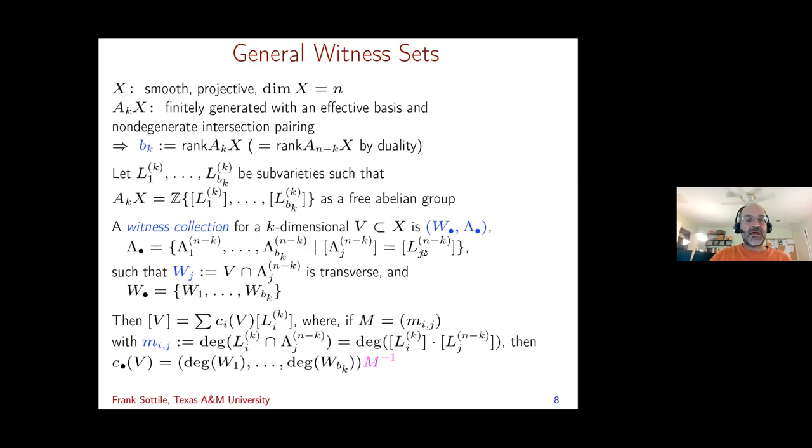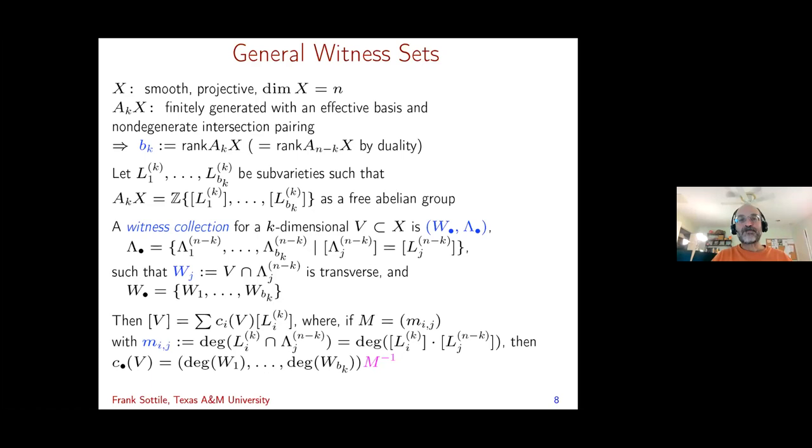So there's a moving lemma you need, so that if I take the intersection of V with each of these lambdas, it's transverse, so it's a set of points. And then W is the list of points. Okay, so that's the witness collection.